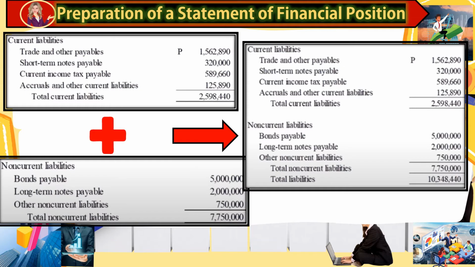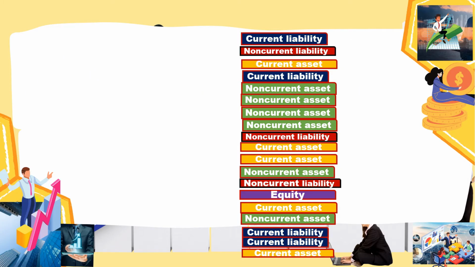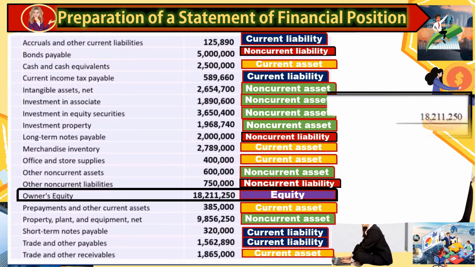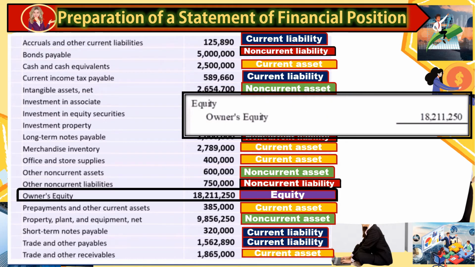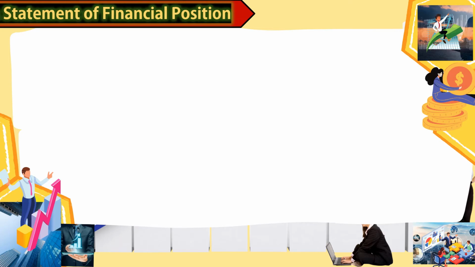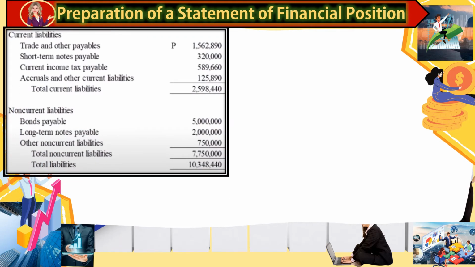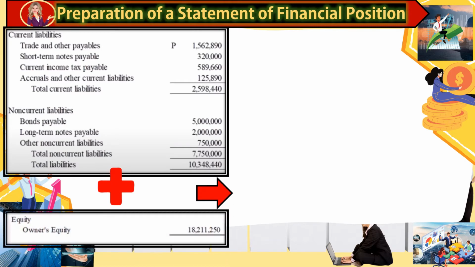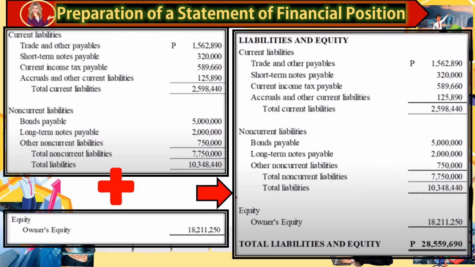Let us proceed now to the owner's equity with 18,211,250. We are now ready to add the total liabilities and equity. So for the total liabilities, 10,348,440, plus the owner's equity, 18,211,250. So our liabilities plus equity is equal to 28,559,690. Let us now discuss the report form balance sheet parts.